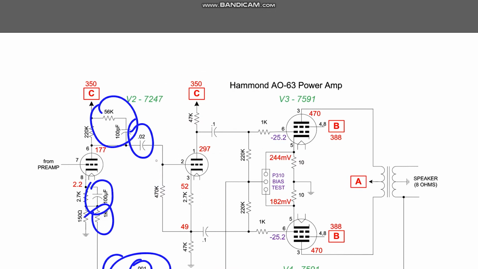And the way this works is you have your input phase coming on the grid, and coming out of the plate you have inverse phase. So this is going to be like that. And coming out of the cathode here, you're going to have your in-phase signal. So you end up with out of phase signals going to your two power tubes for class AB operation.